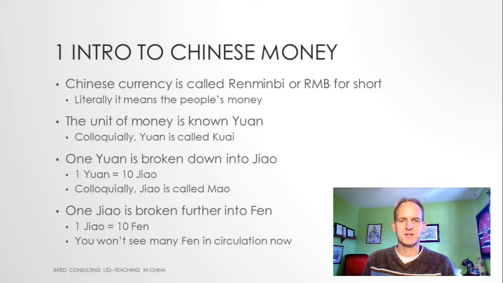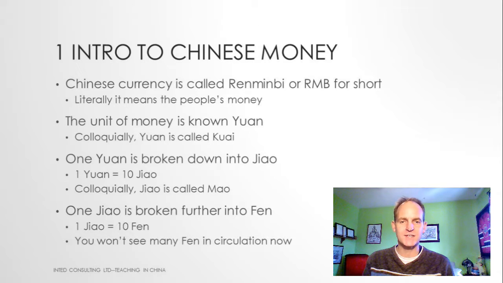First of all, it can be a little bit confusing because of the different terminology used. I lived in China for so long that I forget how confusing it is for newcomers. So first of all, you'll hear the term Renminbi, or RMB for short, and that literally in Mandarin means the people's money. So it's sort of the old communist terminology that they've been using since 1949.